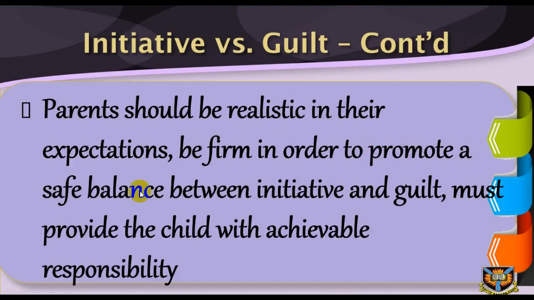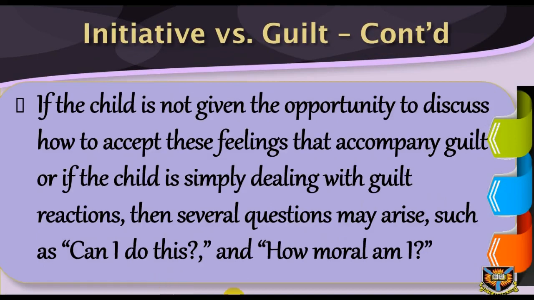In order to promote a safe balance between initiative and guilt, parents must provide a child with achievable responsibility. They also need to remind themselves that a child is a human being and deserves to be treated with fairness in order to develop a positive self-concept. At this stage, parents have the advantage of teaching good morality through discussion and example. By illustrating and discussing how to tolerate guilt, such as feelings of low self-efficacy, self-esteem, or self-confidence after taking initiative in accomplishing a goal, the child will learn that this type of behavior is acceptable.